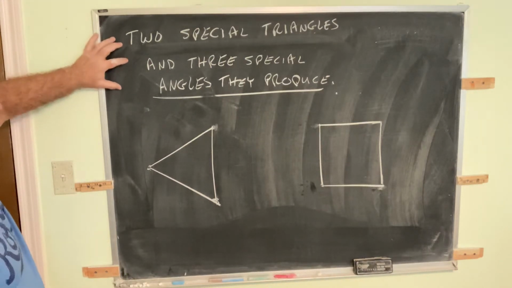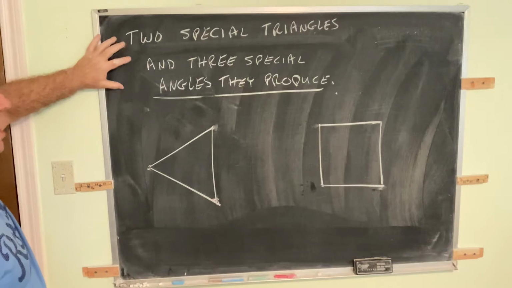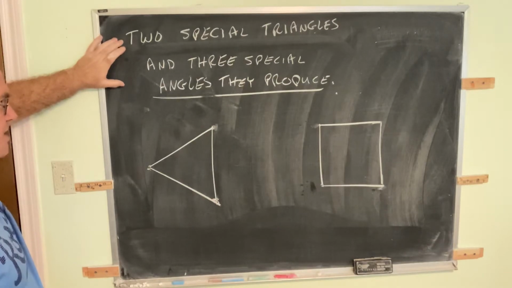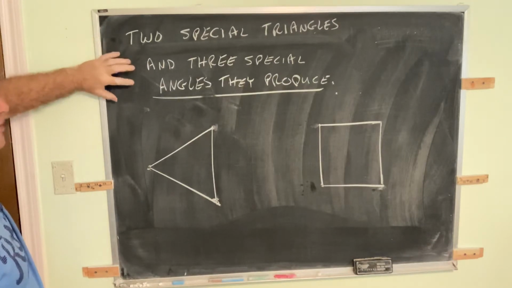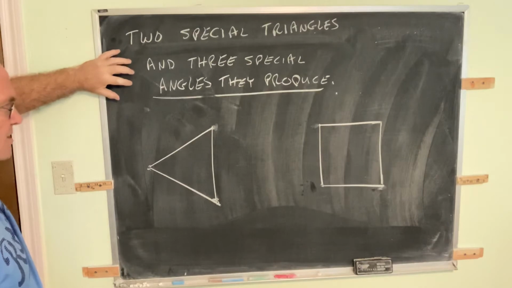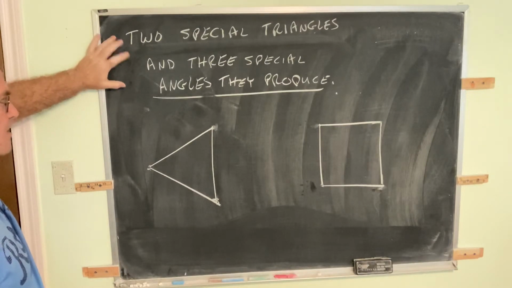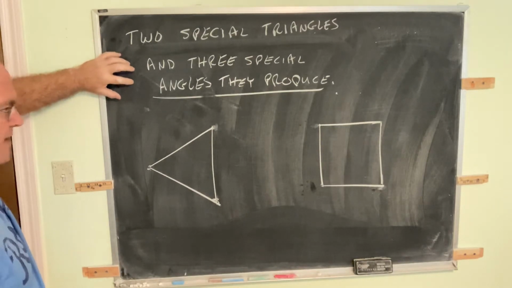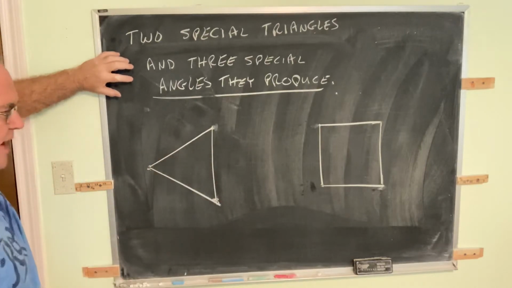This is a particularly important and useful introduction we're going to make. There are two special triangles, and those special triangles produce three special angles. There are two special triangles, and there are three special angles. Now, I have one triangle here and one that's not a triangle.